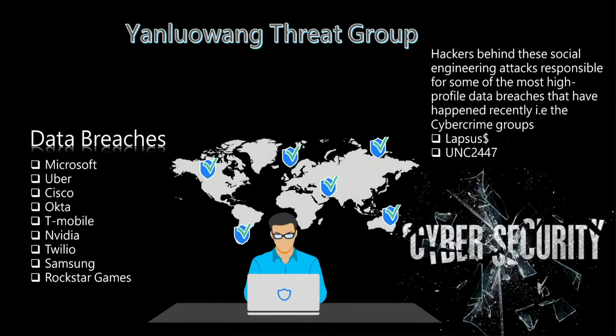Hackers behind these social engineering attacks are responsible for some of the most high-profile data breaches that happened recently in 2022. The data breaches include Microsoft, Uber, Cisco, Samsung, and so on. All of this was done by a threat group known as Yanluowang.